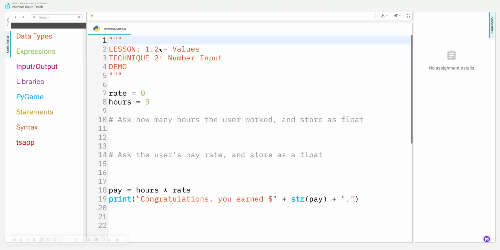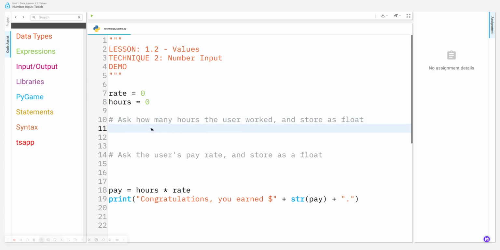Okay, so let's talk about number inputs. In this example, we have rate and hours. So it looks like we're talking about moolah. Let's see what line 10 says. Line 10 says, ask how many hours the user worked and store it as a float. So what does that look like for us? Well, it looks like this.